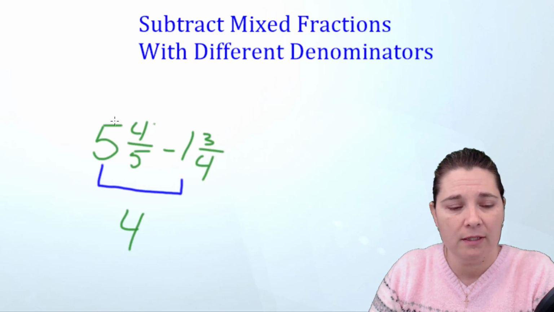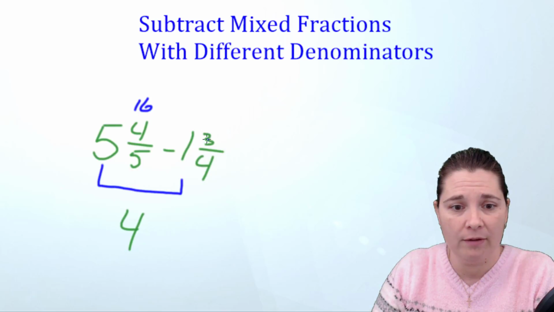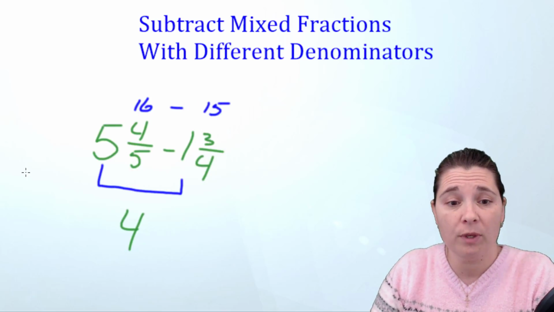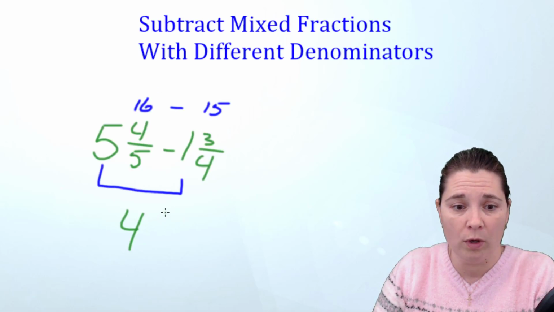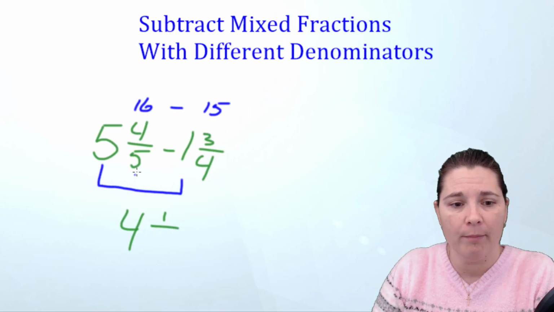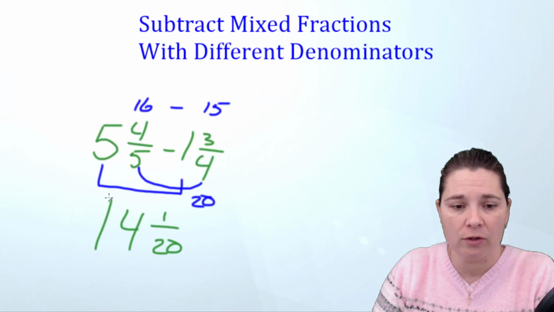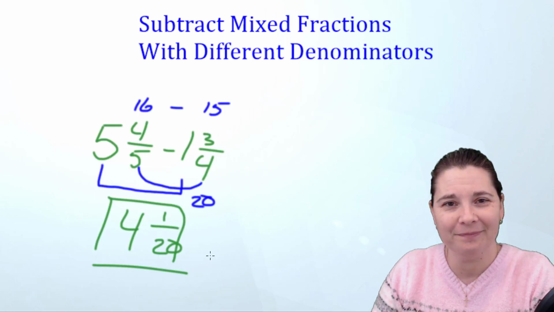So let's see, if I take 4 and 4, multiply those together, that gives me 16. And then 3 times 5, that gives me 15. If I subtract that, that becomes my numerator, right? So 16 minus 15 is 1. And then when I multiply the denominators together, that gives me 20. So that is my denominator, 20. So the answer is 4 1/20. That's pretty cool, right?